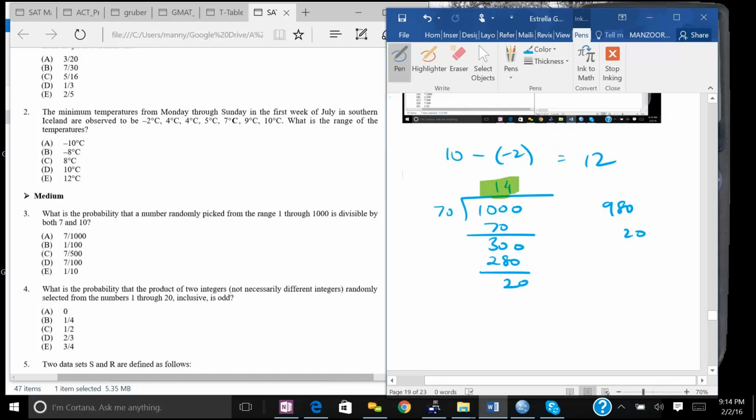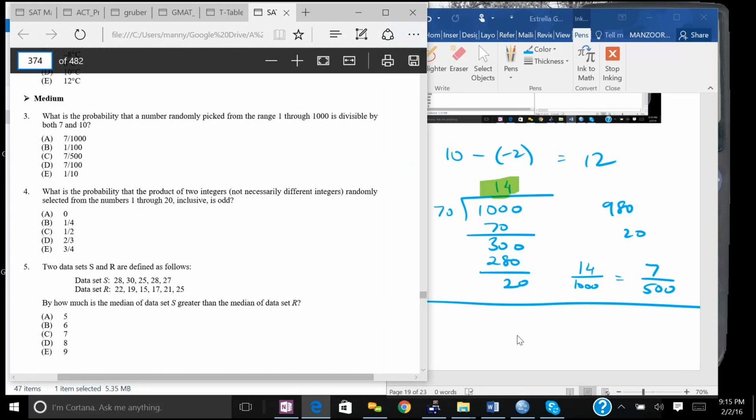Now, what's the probability of that? That's 14 out of 1,000. That equals 7 out of 500. Does that make sense? Yeah, it does make sense. Okay, let's try question number 3.